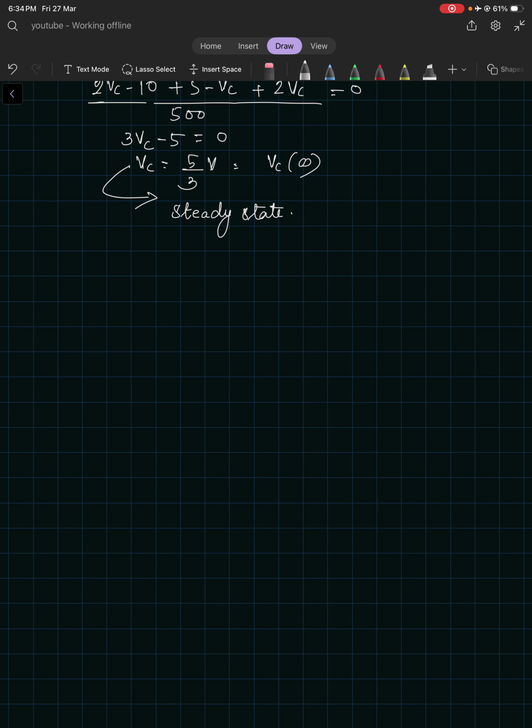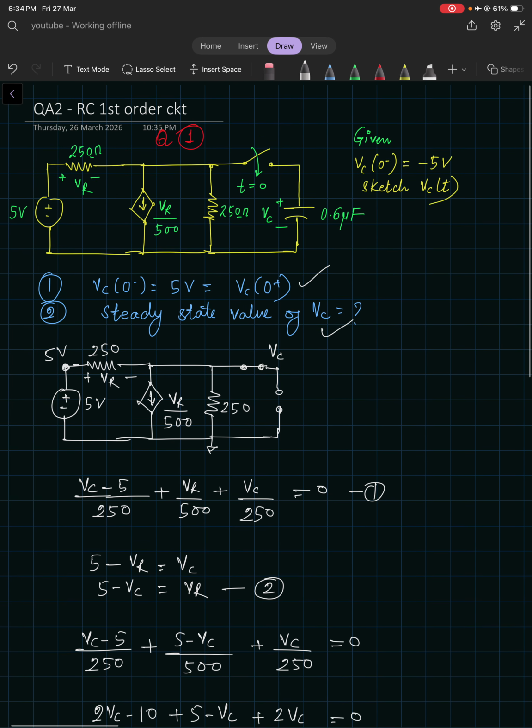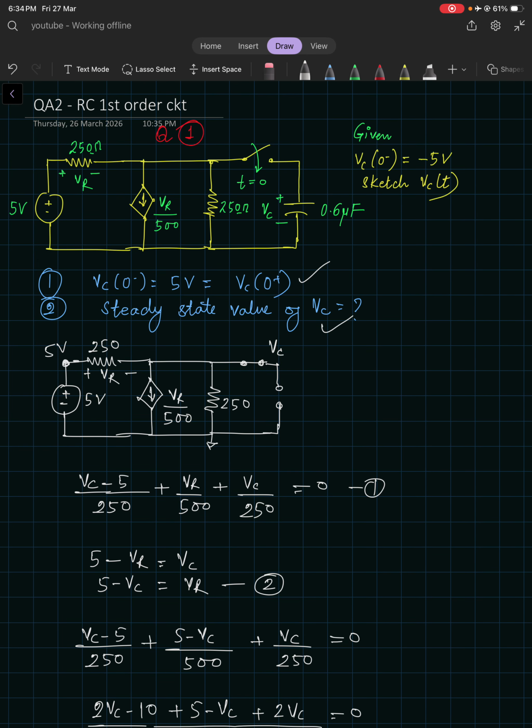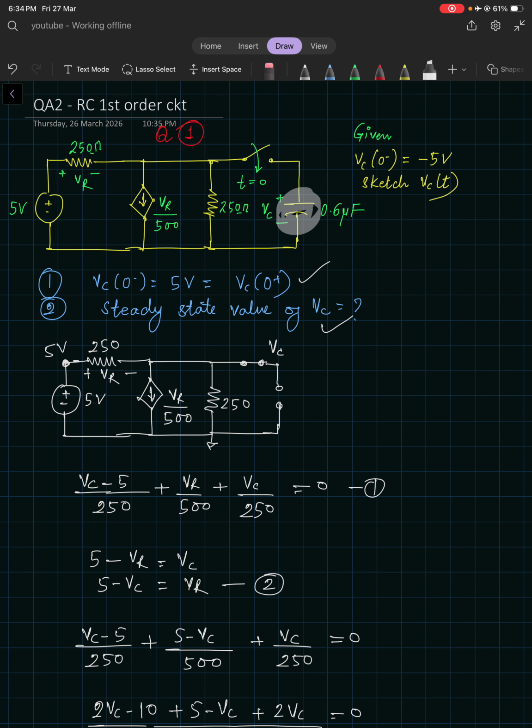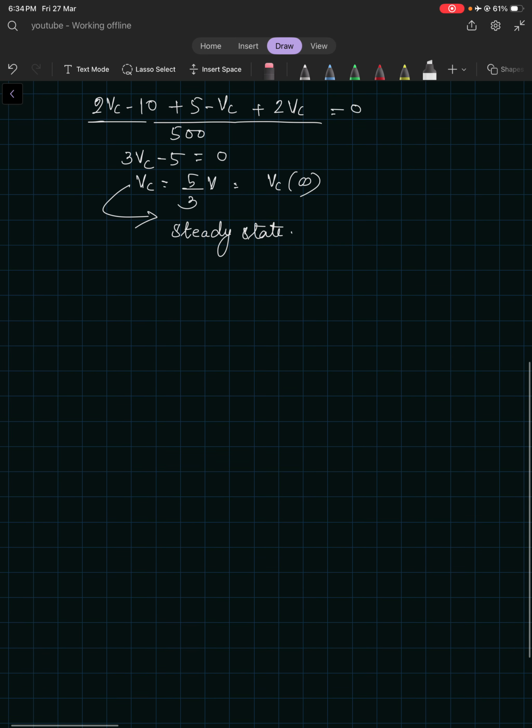we have to calculate the R equivalent across C. There is only one capacitor here, right? So we need to find out what is the equivalent resistance this capacitor is seeing, means across its terminal, right?